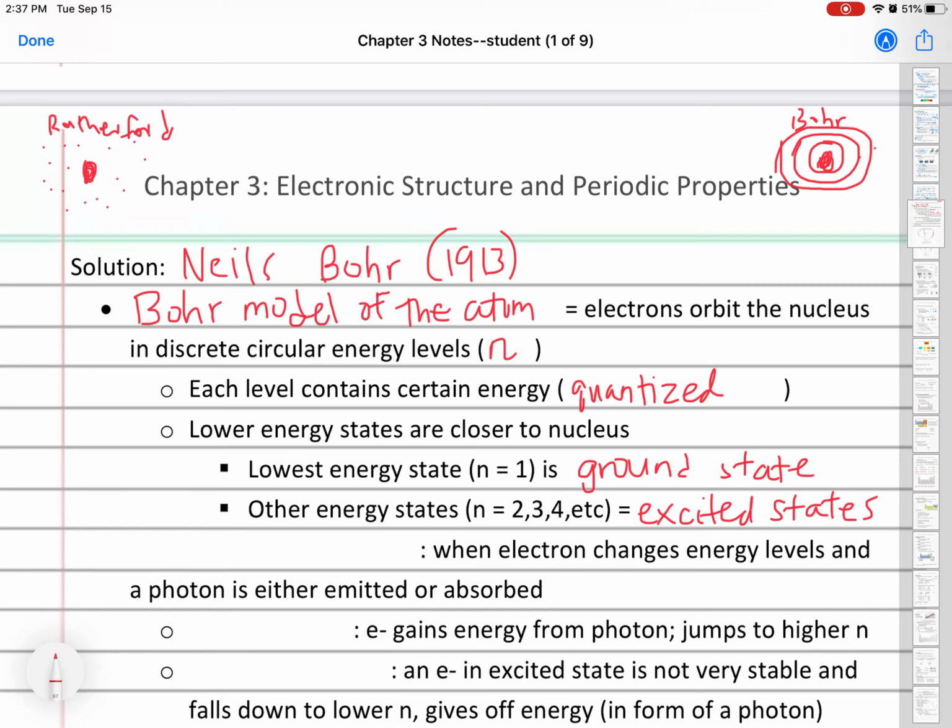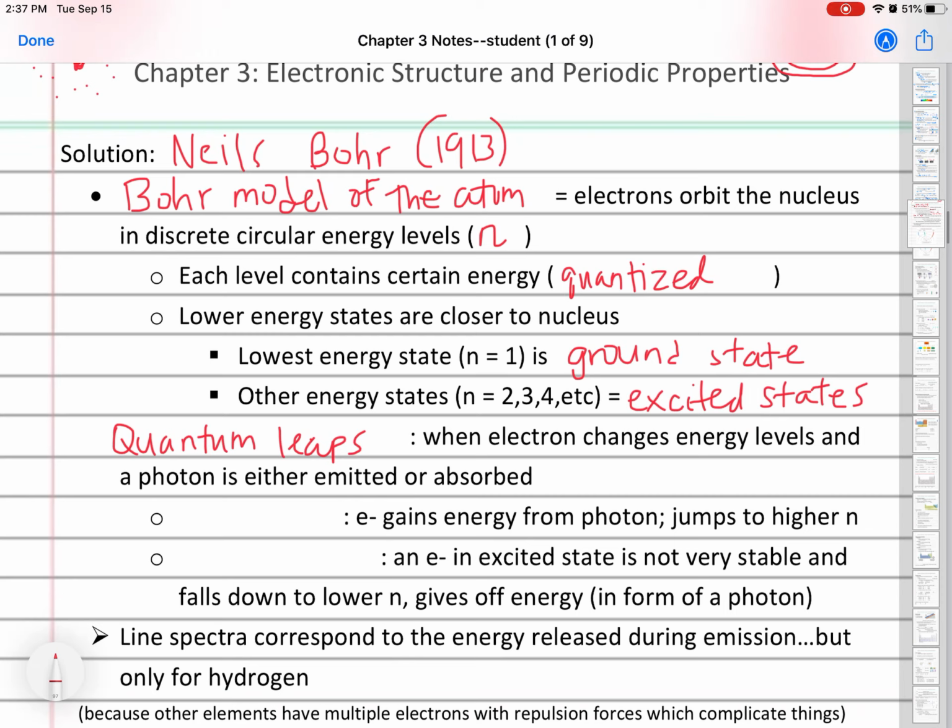All right, and he said that electrons can jump from the ground state to an excited state, and then they can also fall back down from an excited state to the ground state. So these are called quantum leaps. Quantum because they are quantized, they're discrete amounts of energy, and leaps because they're moving from level to level.